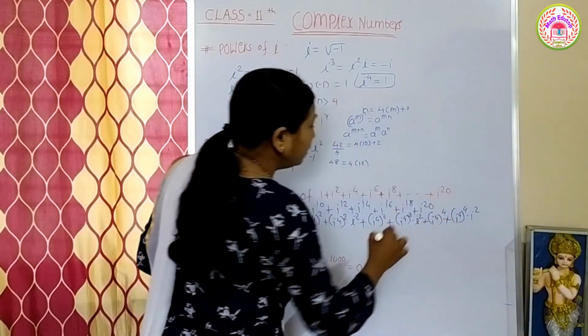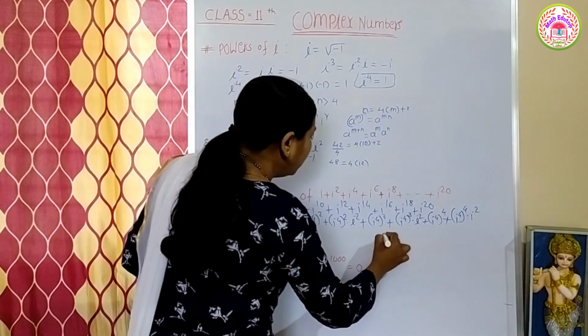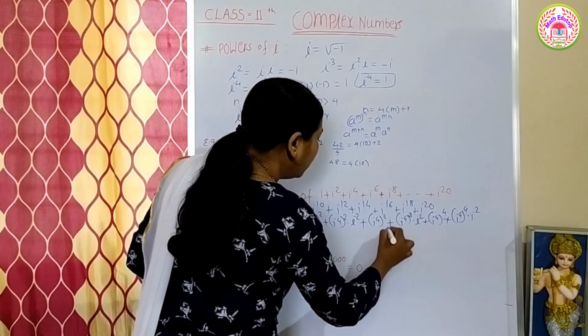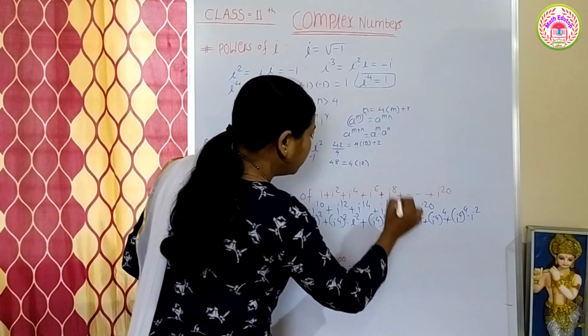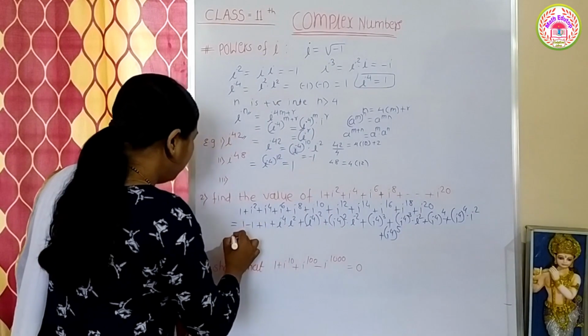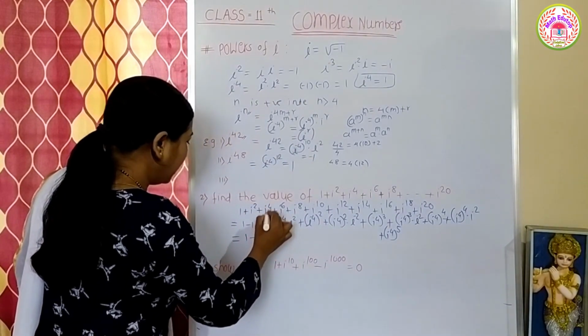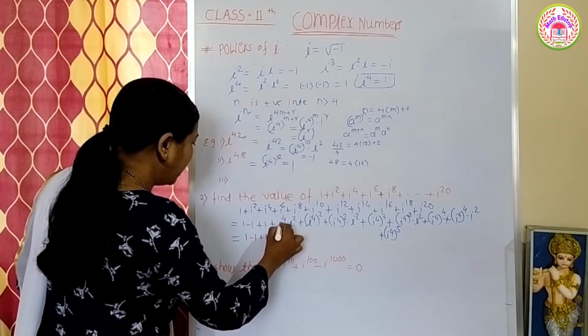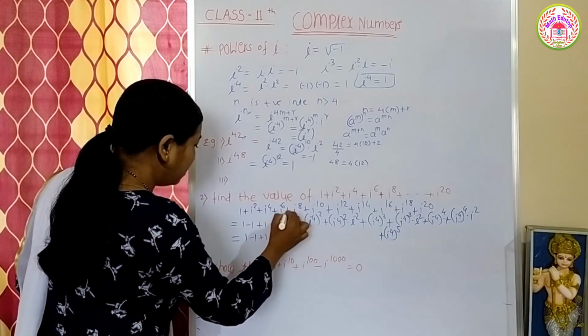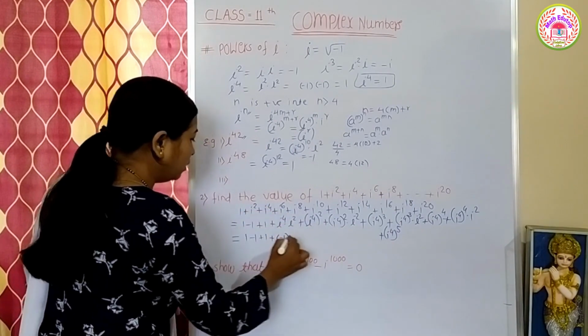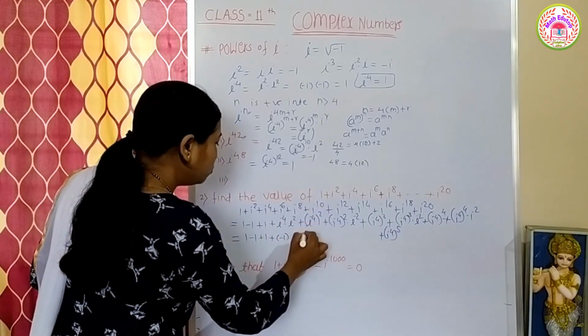Then i^20 is completely divisible by 4, that is (i^4)^5, that is 4 into 5, 20. Then simplify this. First is 1, we have i^2 already as -1, then i^4 as 1, then next is i^4 is 1, and this i^2 is -1, so what happens here? -1. Then this i^4 is 1, 1 raised to 2 is 1.